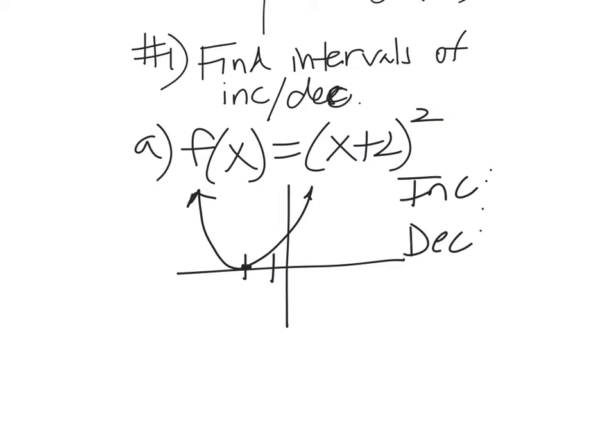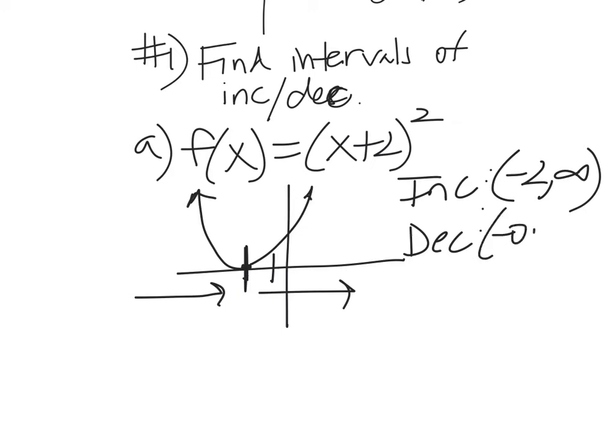So this graph is increasing. Now remember, these are x values, okay? Not y. A lot of people think, oh, I'm going down to 0 on the y. And that's true, but we don't talk about the intervals that way. Intervals are here and there. So this graph is increasing from -2 to infinity, and it's decreasing from negative infinity to -2.